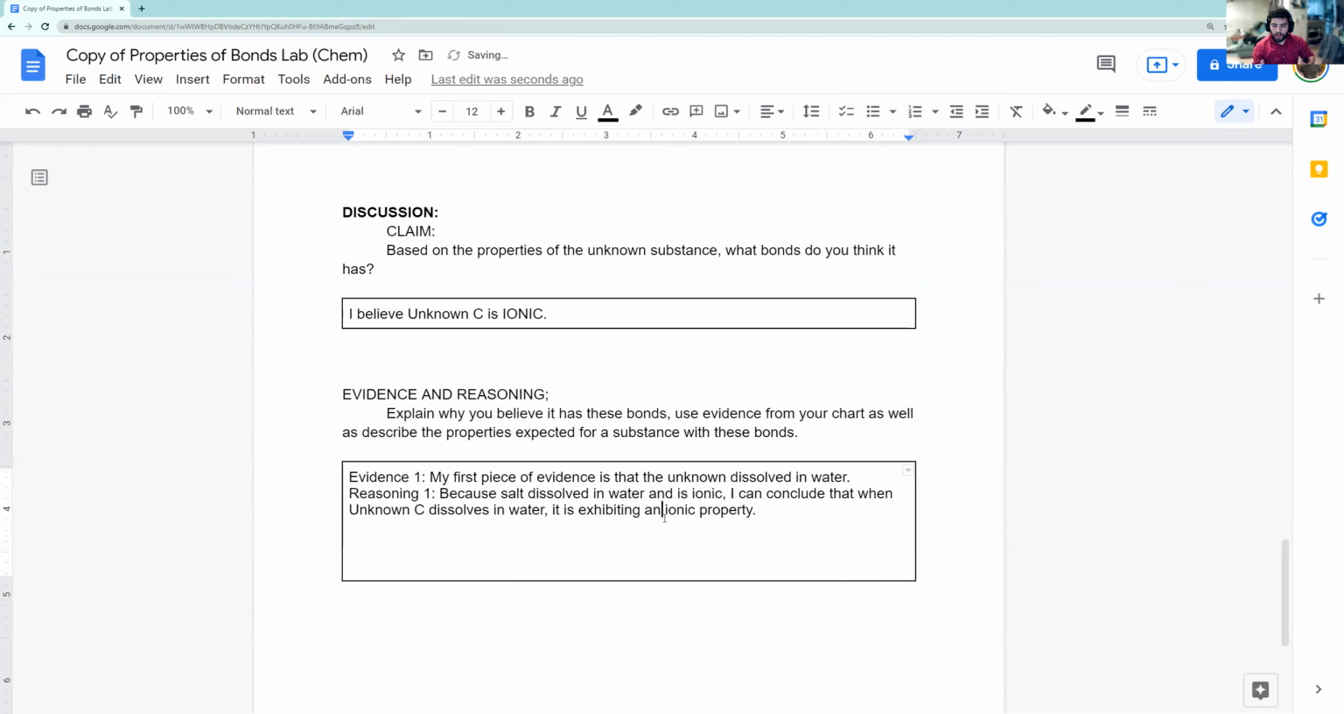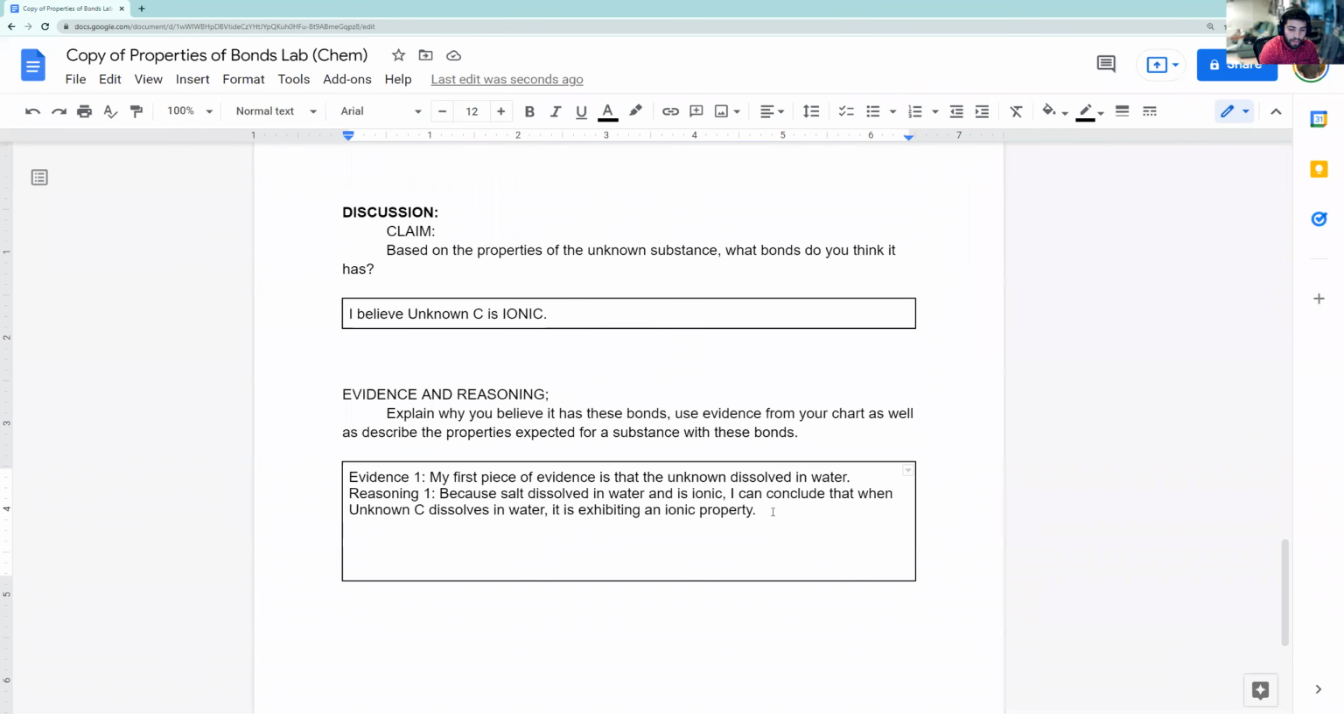That very concisely says, this is what happens, and that's why I believe it is this. If you'll notice, evidence 1 doesn't actually claim whether or not it's ionic or covalent or metallic. It simply states a fact. The reasoning is where you take what is stated and connect it back to the claim. This is where you take it and bring it all the way back to the claim. So you take this and bring it right back around, and that is how you go about that.